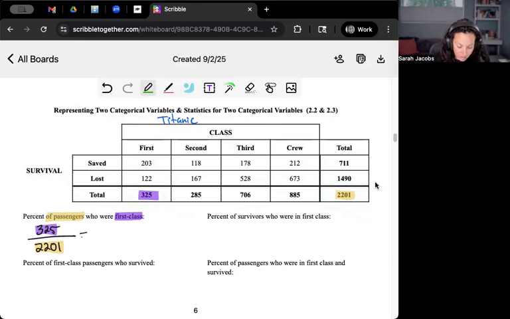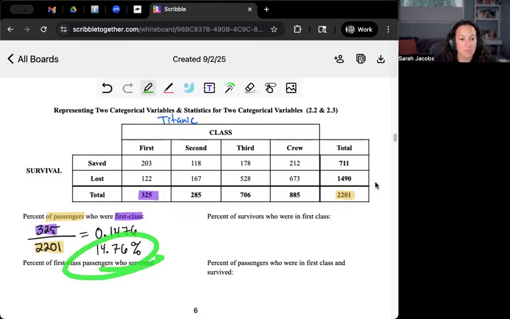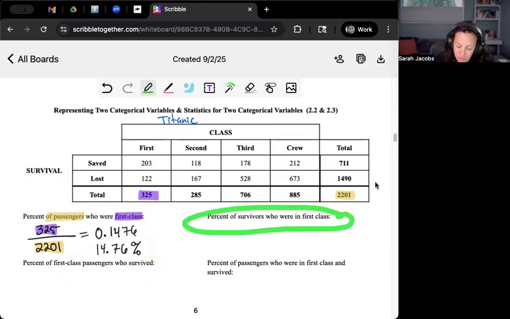And when we throw that in the calculator, 325/2201 gives us 0.1476, so about 14.76%. And remember, for stats, there's not like, oh, you have to go to this decimal unless it's very specific with you. Delta Math is definitely pickier about that than the AP test. All right, so the percent of passengers who were in first class was about 15%.